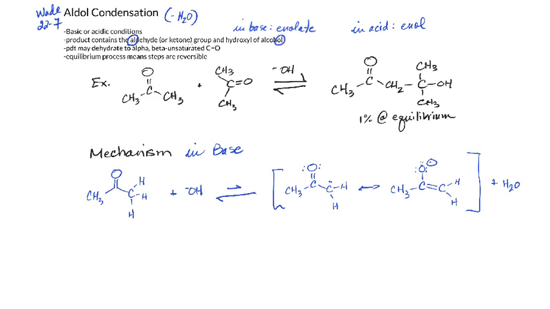Okay? The product then may go on to dehydrate to an alpha-beta unsaturated carbonyl. So I'll show you that. But the whole thing is an equilibrium process, which means each step is reversible. So if we consider the aldol process, we could look first at this example.